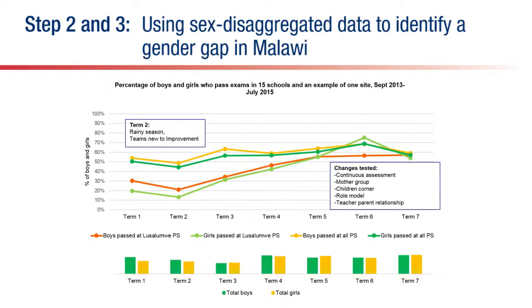When our team started disaggregating data by sex, they were able to identify gaps in education outcomes among girls and boys, as you see in this graph. Once this gender gap was identified, it was time for step 3. In step 3, we work with improvement teams to develop changes to test to address the gender-related gaps and issues identified.